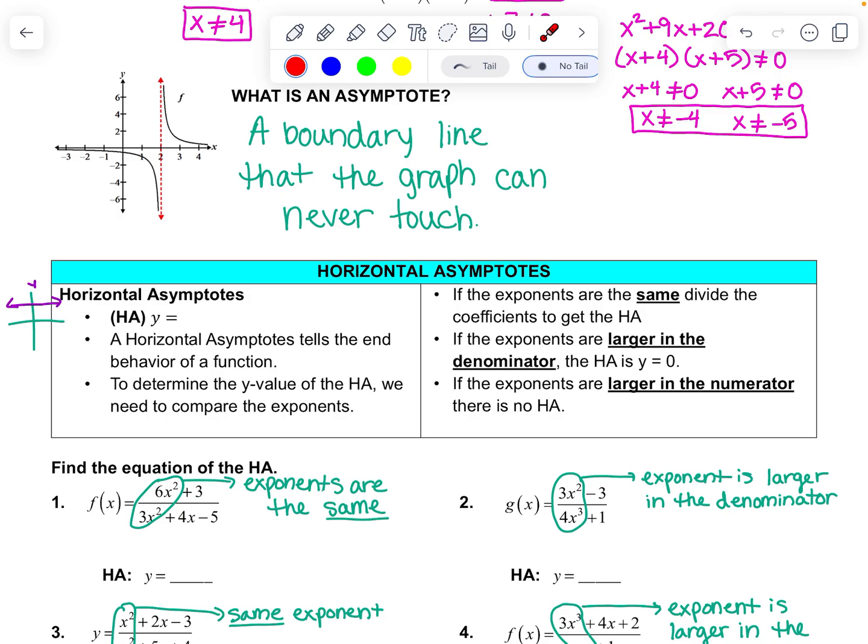Anytime that the exponents are larger in the denominator, then our horizontal asymptote is y equals 0. So it's going to go right along that x-axis line at y equals 0, horizontal asymptote there. And then if they are larger in the numerator, there is no horizontal asymptote. Okay, this page right here is going to be very helpful. These 3 rules to reference back to as we get to our graphing.